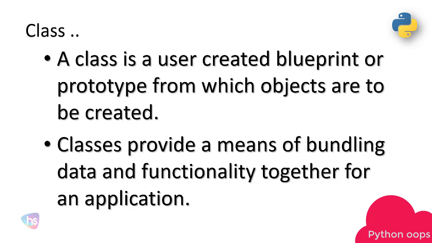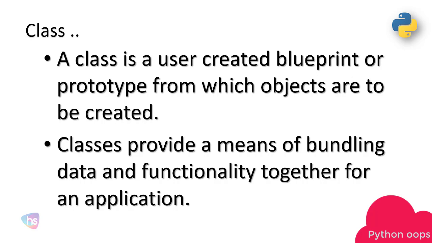Similarly, a class is a user-created blueprint of a program structure in programming languages. We can also call it a prototype from which objects are to be created. Why are we creating a class and objects inside a class? It's a specification and a provision for reusing the code repeatedly again and again.